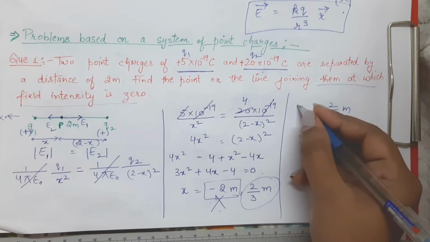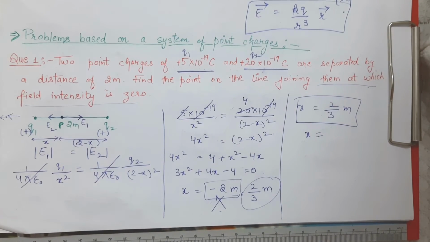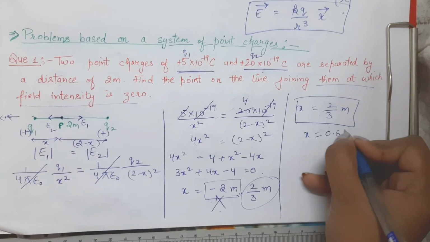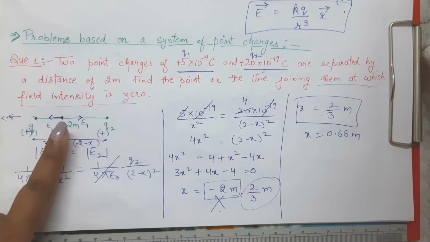2 by 3, or you can say approximately 0.66 meter. So from here at 0.66 meter will be point P, right?